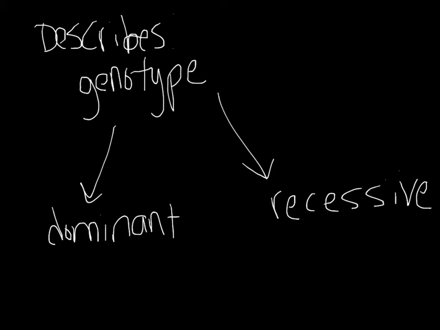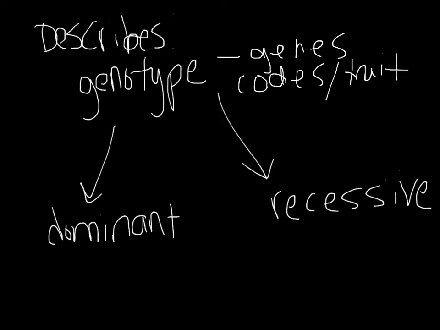So when we're looking at these genes, we can describe different things about a person. The first thing we can describe is your genotype. Your genotype is essentially your genes. What are the codes on your genes that you have? What are the traits that you have? And these traits can be categorized into two things.